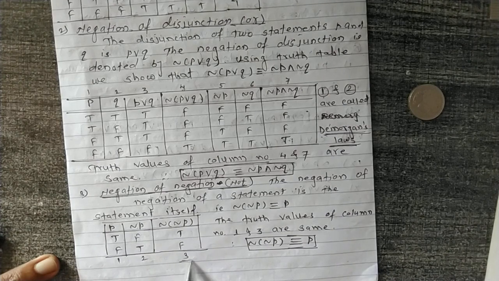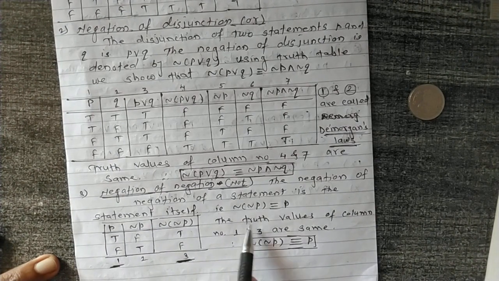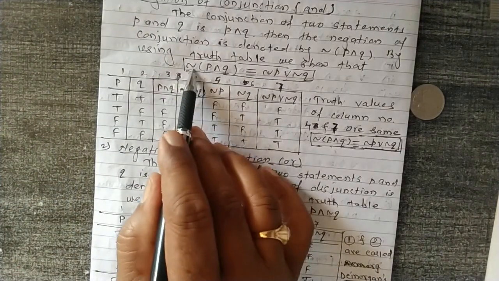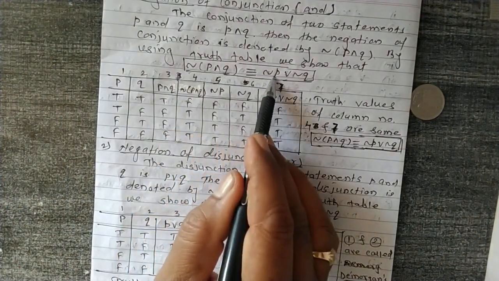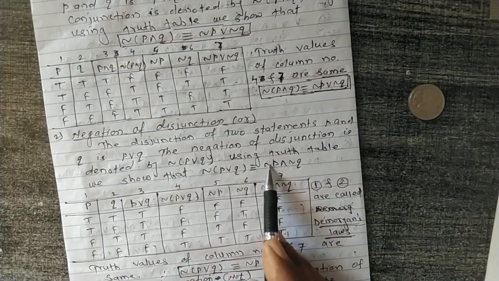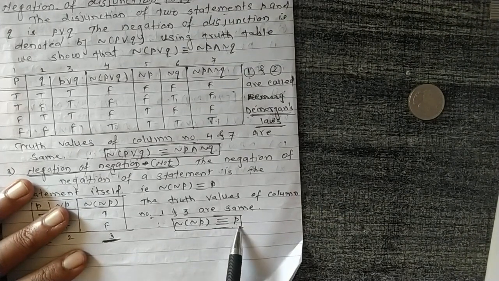If you observe the truth values of column number 3 and column number 1, these two are the same. Therefore ¬(¬P) is equivalent to P. This is the third rule of negation. First, ¬(P ∧ Q) is equivalent to ¬P ∨ ¬Q. Second, ¬(P ∨ Q) is equivalent to ¬P ∧ ¬Q. And third, ¬(¬P) is equivalent to P.